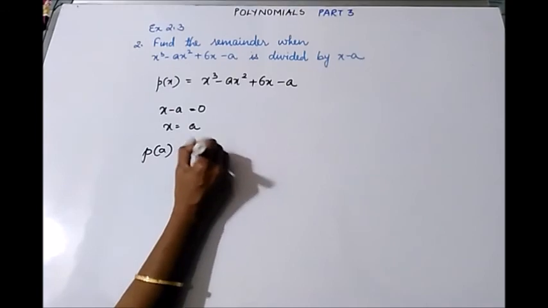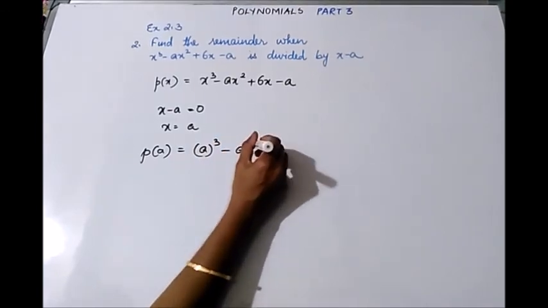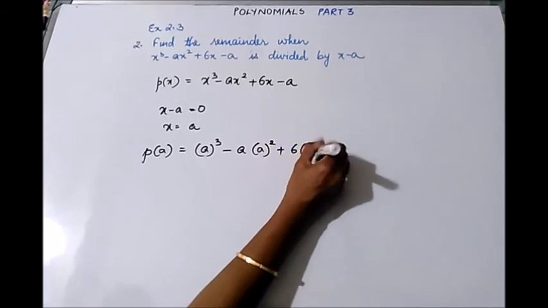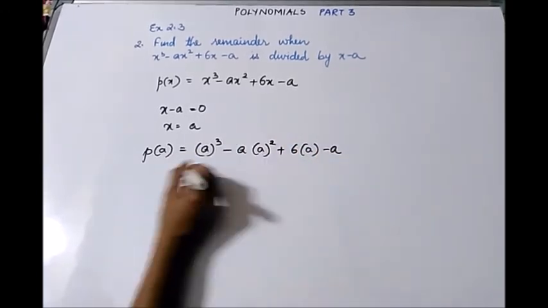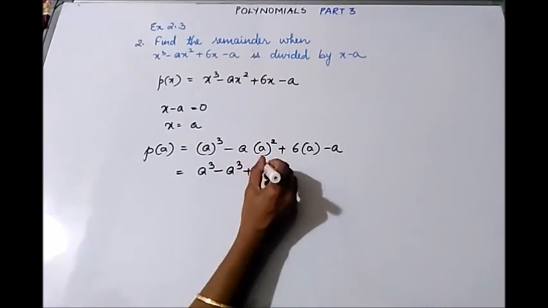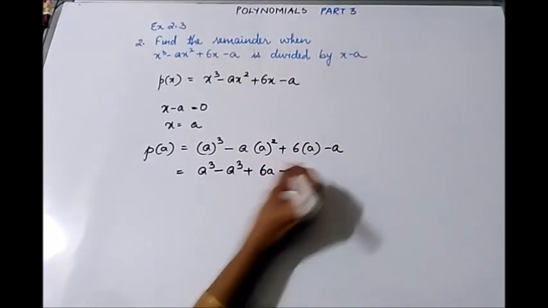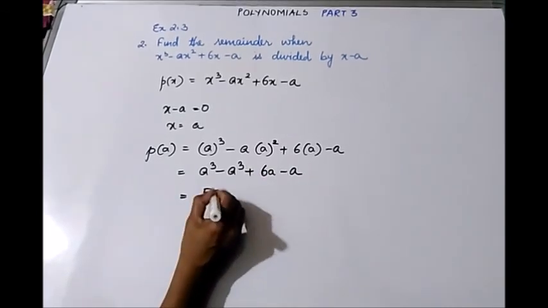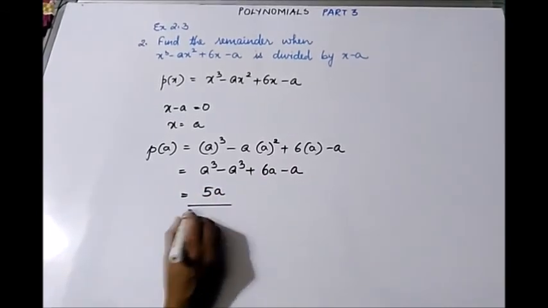We get here a the whole cube minus a into a the whole square plus 6 into a minus a. This will give me a cube minus a cube plus 6a minus a. A cube minus a cube is 0. 6a minus a is equal to 5a. Hence the remainder is 5a.